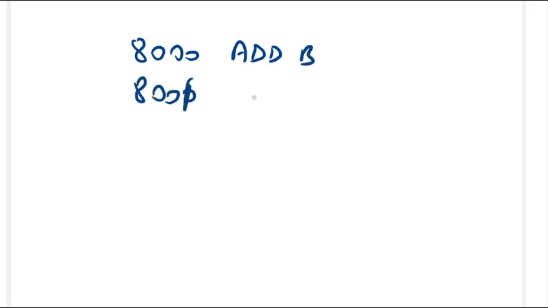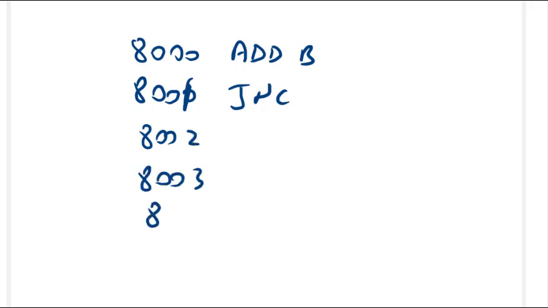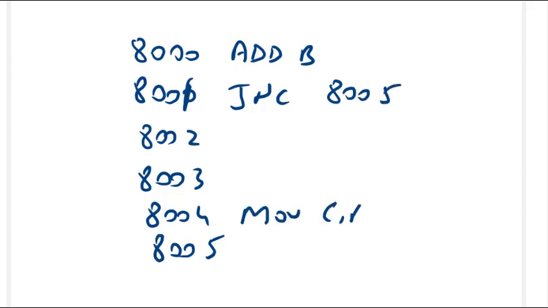Suppose we have a particular program. I will just write a part of a program. Suppose at 8000 I write ADD B, and at 8001 I give the instruction jump if no carry, JNC, followed by the address bytes, and then 8003, 8004, 8005 and so on. So I write the instruction JNC to 8005, and here I write MOV C, A.